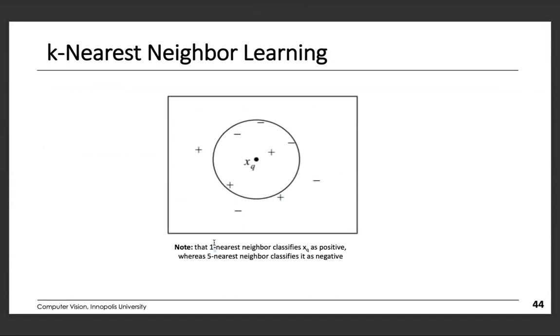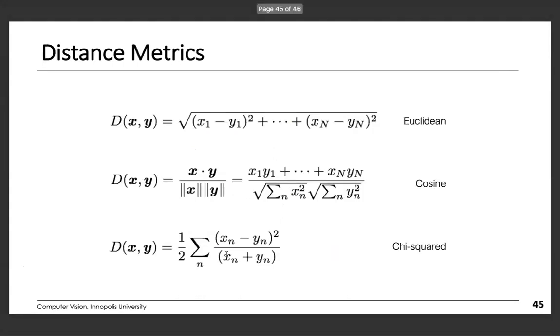So here it is. This is just the difference between 1-NN and 5-NN. A very big issue here is that if you use 1-NN, it's going to classify it as a positive. If you use 5-NN, it's going to classify it as a negative. If you use probably 7-NN, it's going to classify it again as a positive. So different Ks will give you absolutely different results. Just be careful about that.